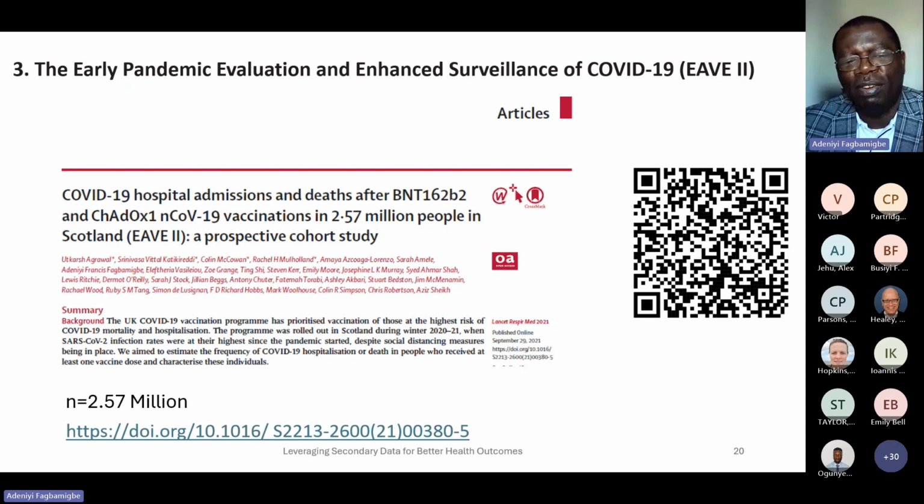Again, that is the power of secondary data. Like I showed here, about 2.57 million individuals were involved in this study. There's no way we could have done this easily without setting up a mechanism that can help capture this data, and we can use it for the betterment of society.